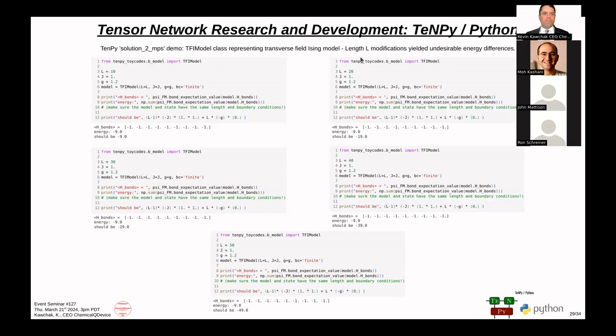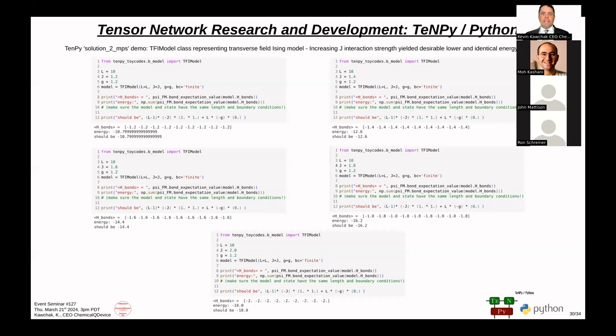Now, this next one, they're calling it a TFI model class, so this specific class represents the transverse field Ising model. And then you'll see the different changes in the length that I made from 10. I could only change by a factor of 10. So 10 times 2, or 10 times 3, or 40 or 50. And in this case, it did not match the energy and the should-be energy. And this was an important point that the author made in this specific demo, that this has to match.